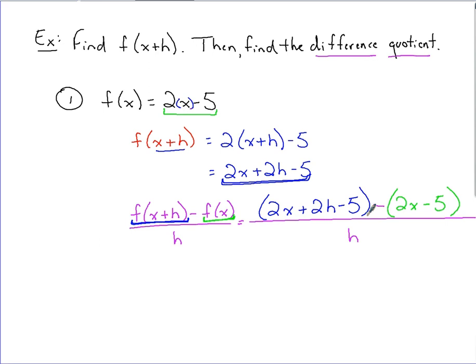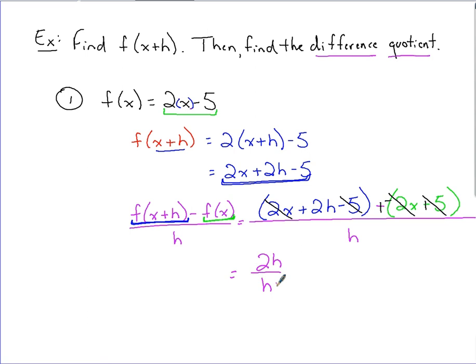Now that I have everything set up, let's distribute this negative through, and let's start combining some like terms. Notice what happens. Notice the 2x's cancel out. Notice the 5's cancel out. And all we're left with is a 2h in the numerator over an h in the denominator.